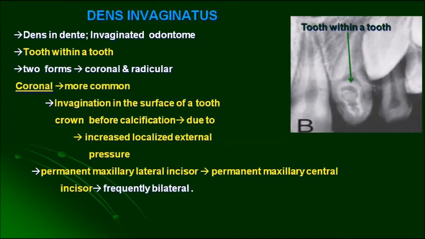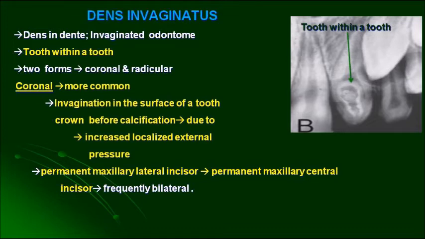Coming on to the next important question, that is dens invaginatus, which is radiographically known as a tooth within a tooth appearance. See the picture, tooth within a tooth appearance. If you take a radiograph, you will find a tooth seen within a tooth, isn't it? So that is dens invaginatus. They are mostly seen in the coronal portion, in the crown portion more commonly. They are actually invaginations in the surface of the tooth crown before calcification due to increased or localized external pressure.